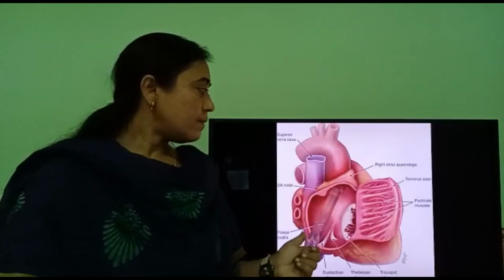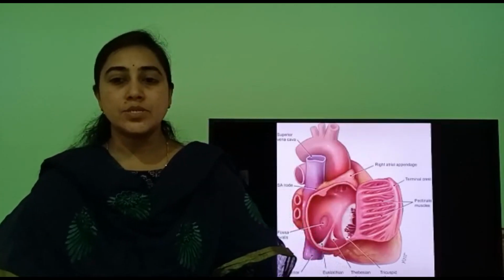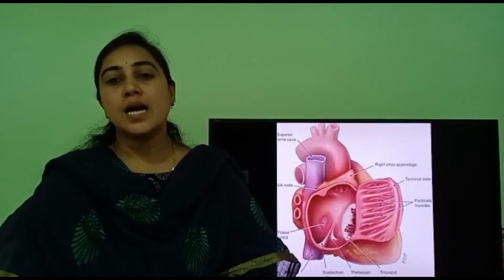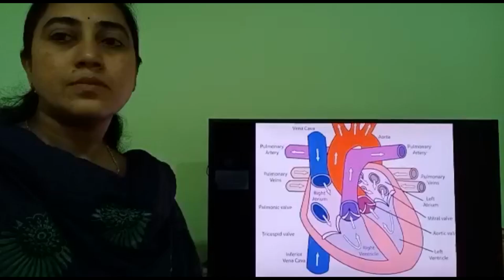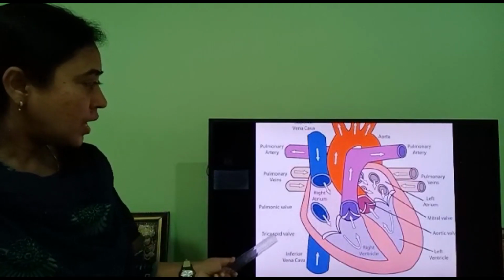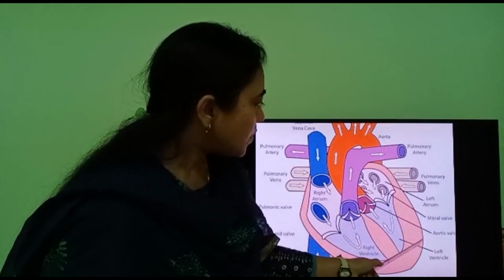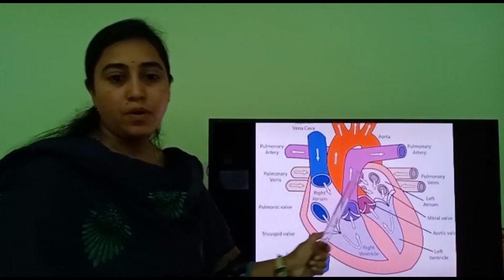Here, the left and right atrioventricular septums contain the apertures. The left atrioventricular aperture is guarded by the bicuspid valve or mitral valve, and the right atrioventricular aperture is guarded by the tricuspid valve respectively. Here you can see the tricuspid valve, and here you can see the bicuspid valve.